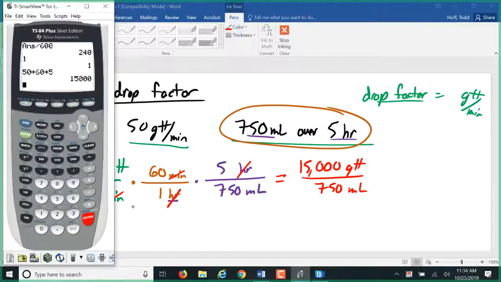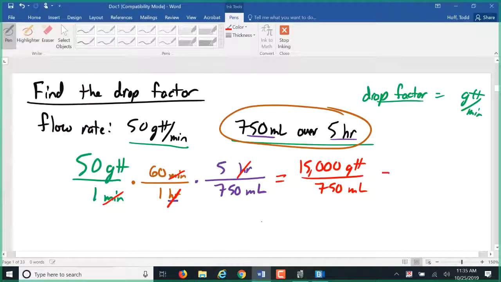What is 15,000 divided by 750? That gives us 20 drops per milliliter. There is our drop factor.